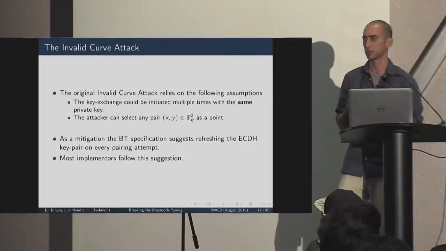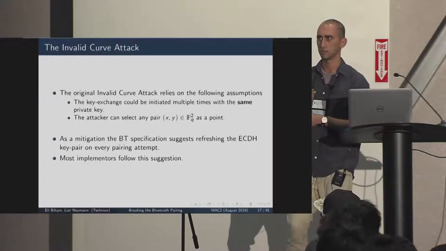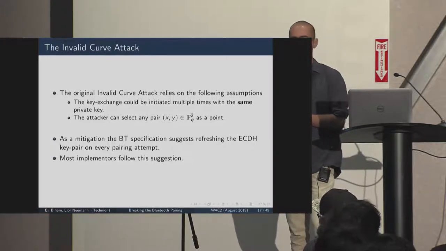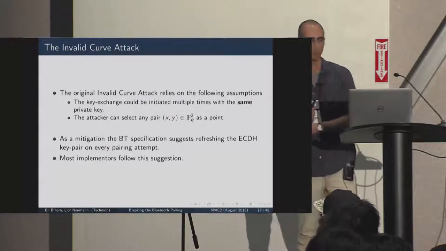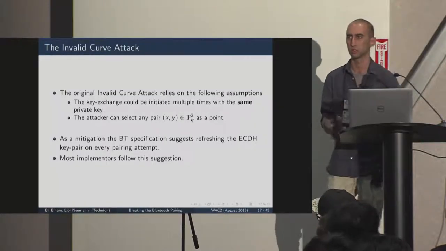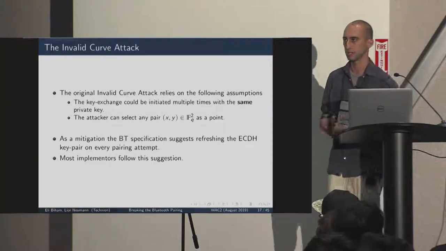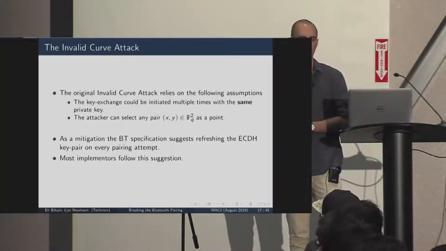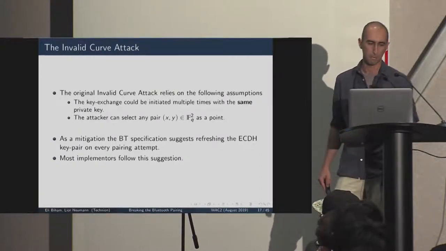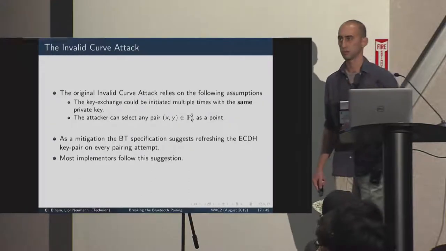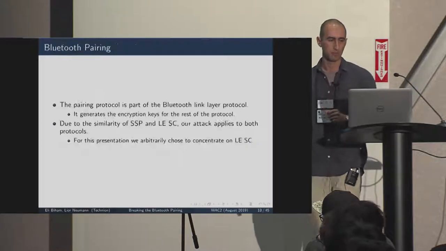So these are two assumptions that are used during the original attack. This attack is known for a very long time, and therefore the Bluetooth specification suggested, as a mitigation, to simply refresh the Diffie-Hellman key pair every pairing attempt, thus preventing this attack, because the first assumption will no longer be valid. If you refresh the key pair every attempt, the secret key will be different on the next attempt. And as we saw later, all of the implementations we've tested follow this suggestion.